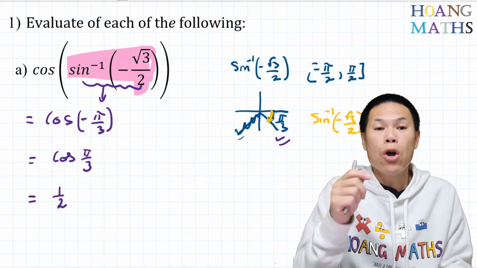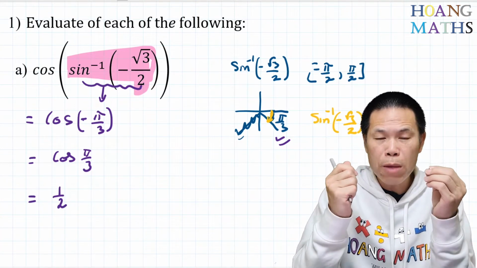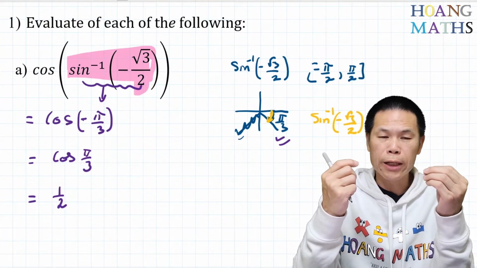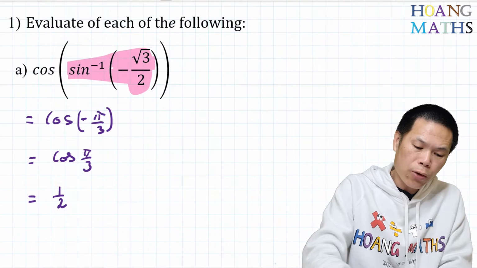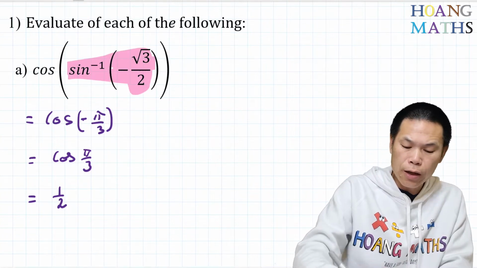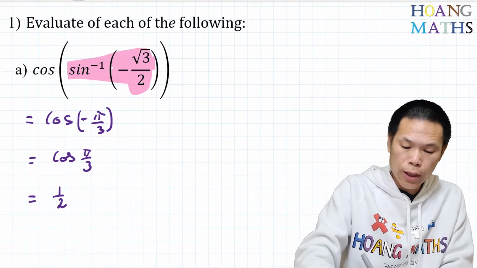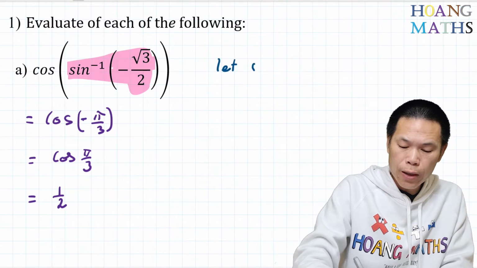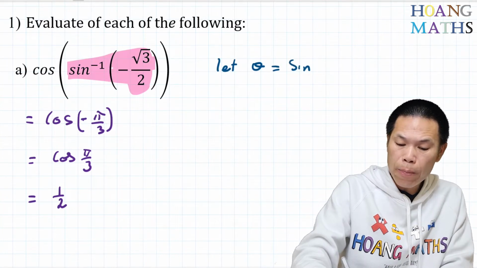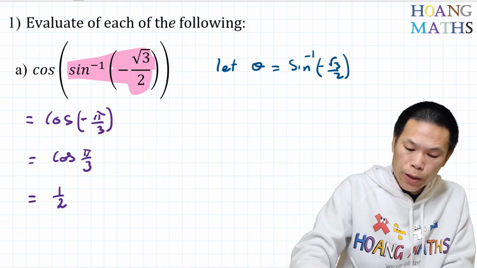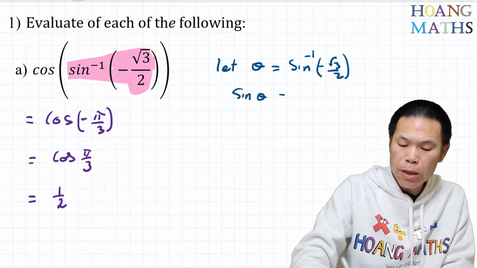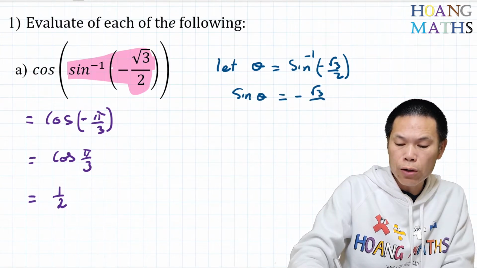So there you go. Otherwise, let me show you a different method, so see which method you like, okay? First of all, let theta be the angle, sine inverse of negative root 3 over 2. Therefore, sine of theta must give me negative root 3 over 2.